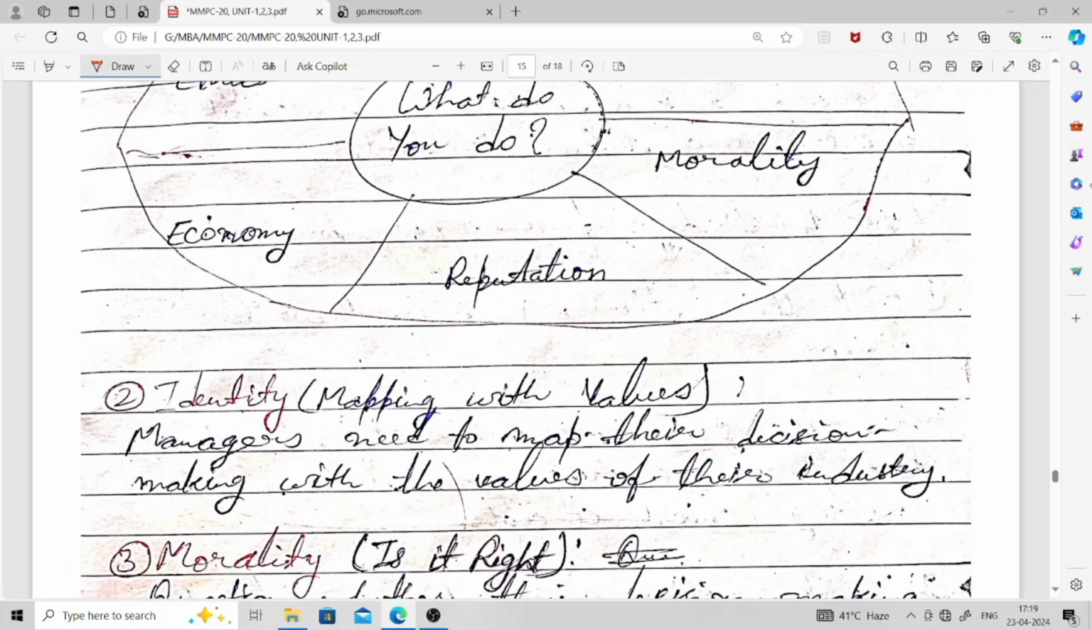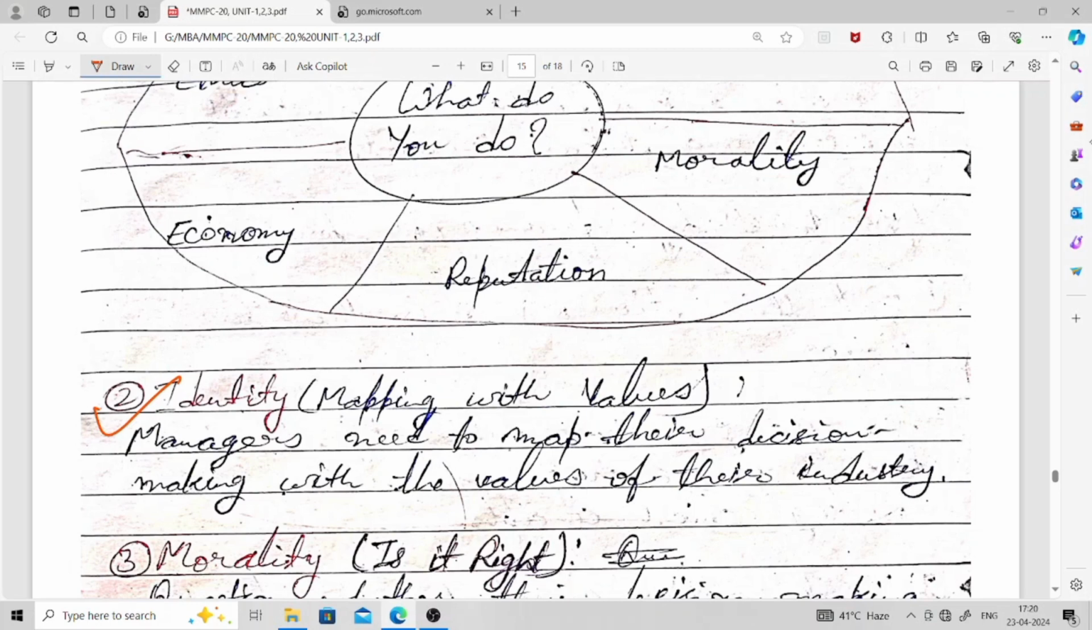Second given, identity, mapping the values. Managers need to map their decision making with the values of their industry. It means that according to the industry standard, managers need to check whether their decision is in accordance with that standard or not. If it is in accordance with the industry standard, then the manager can be a little bit sure and a little bit confident.